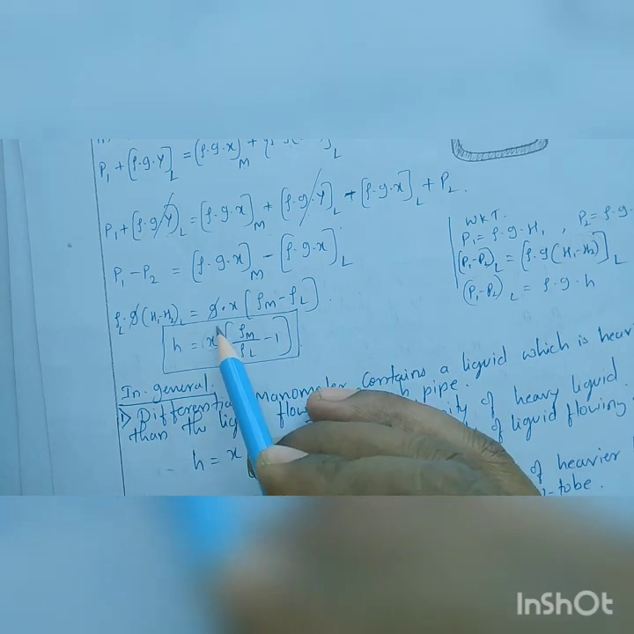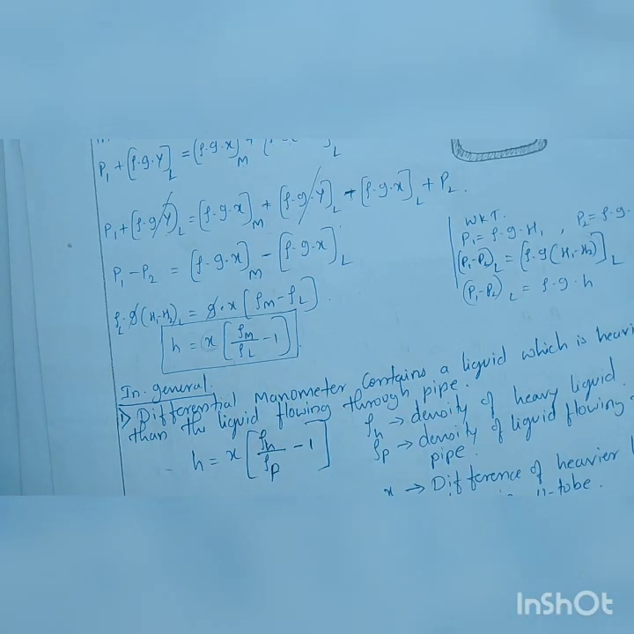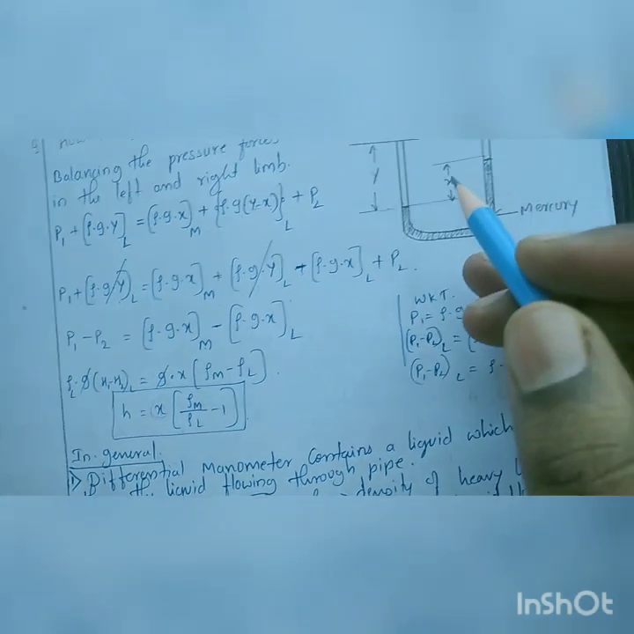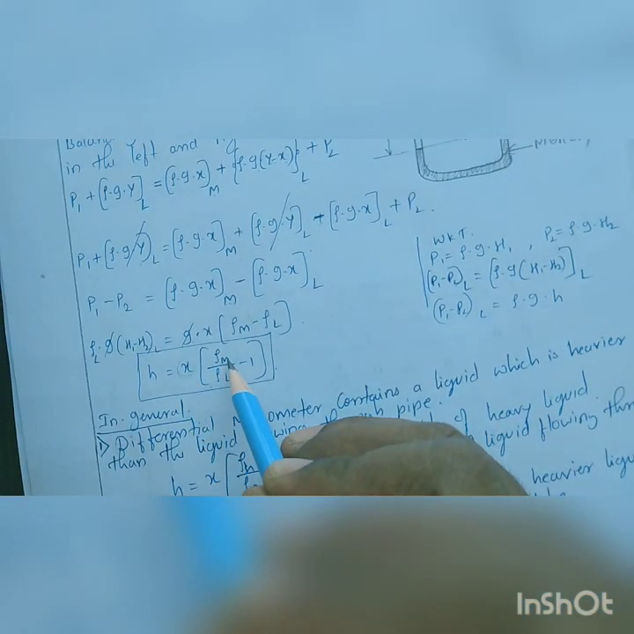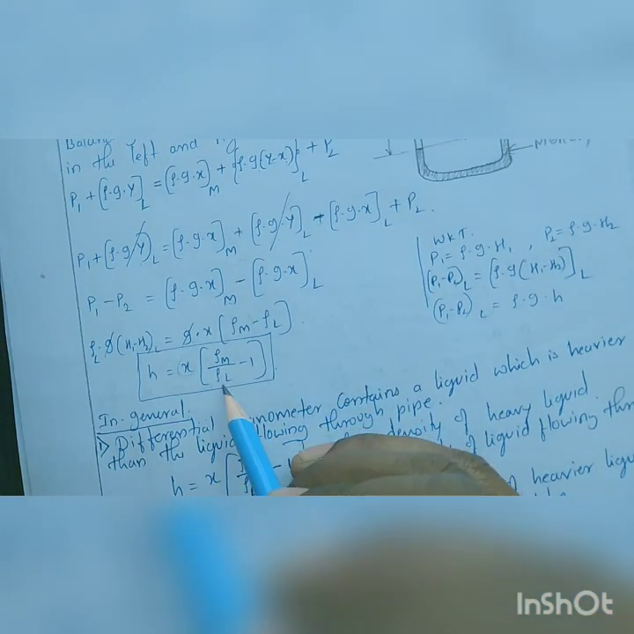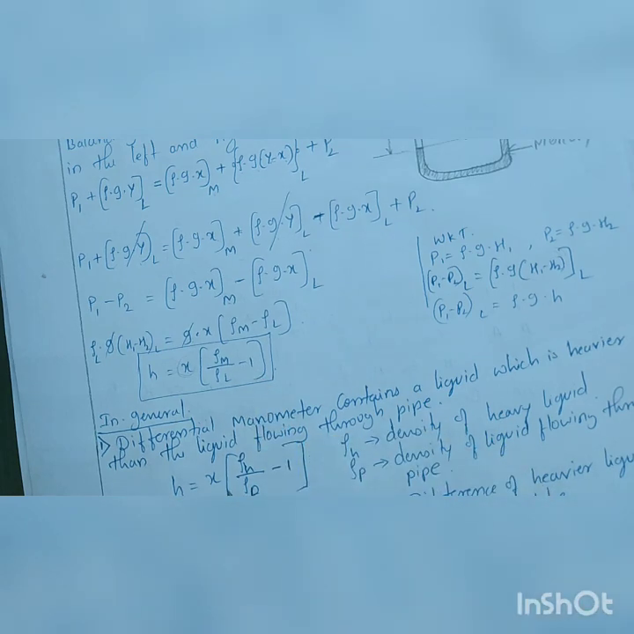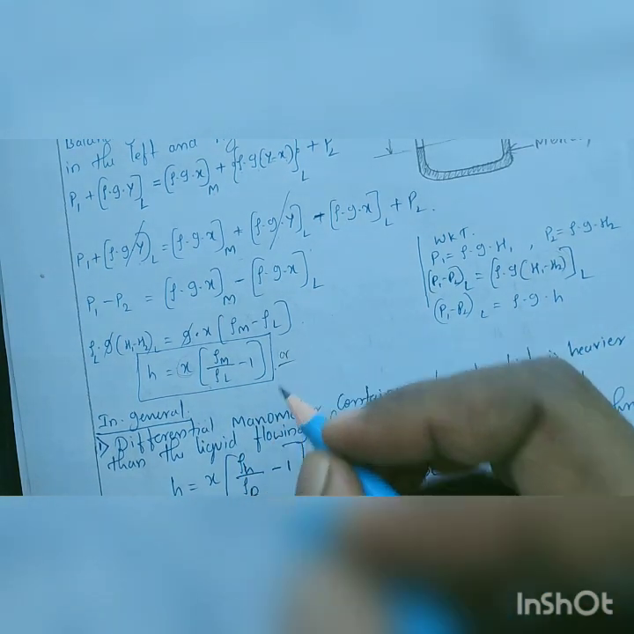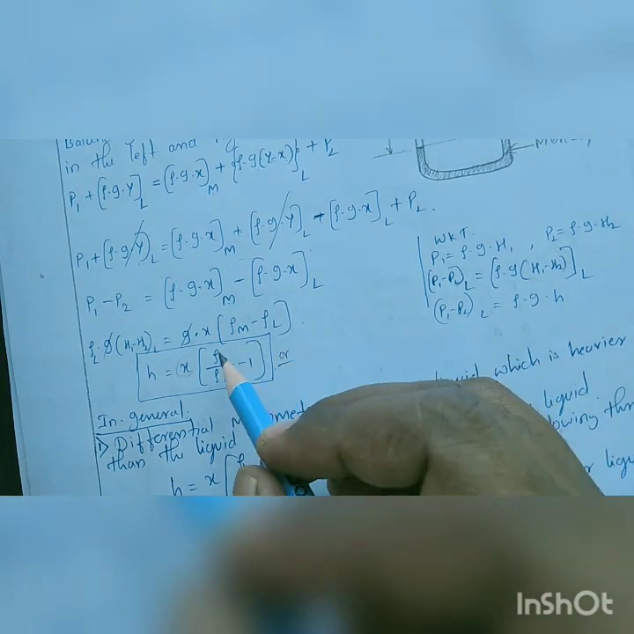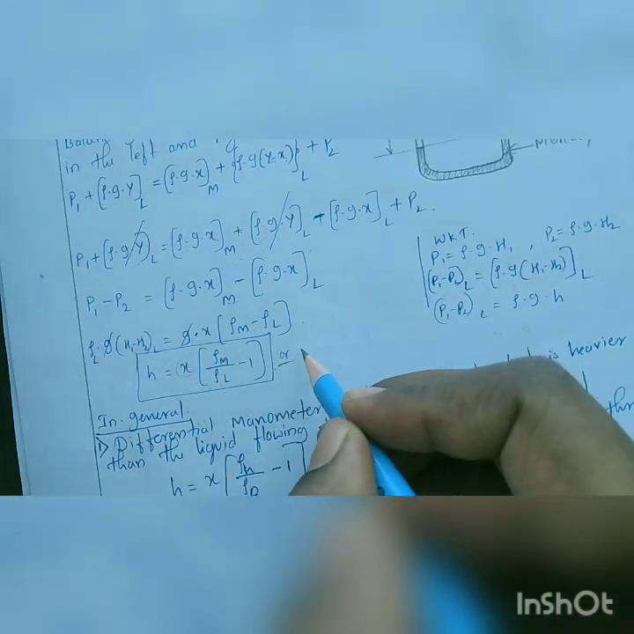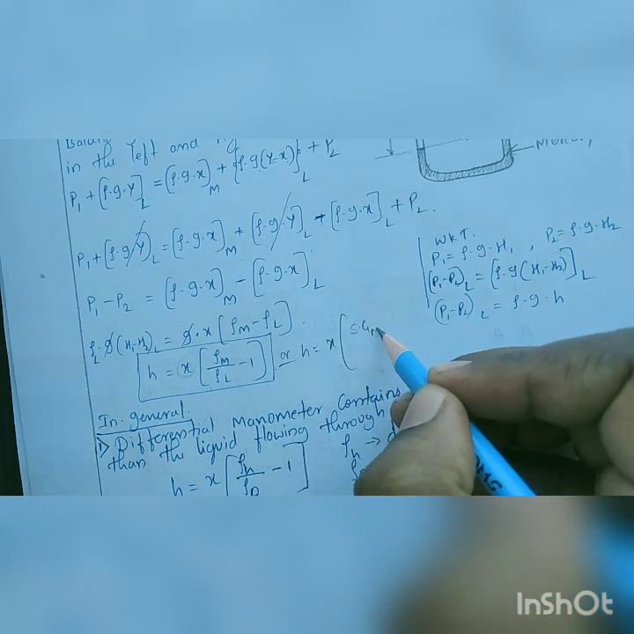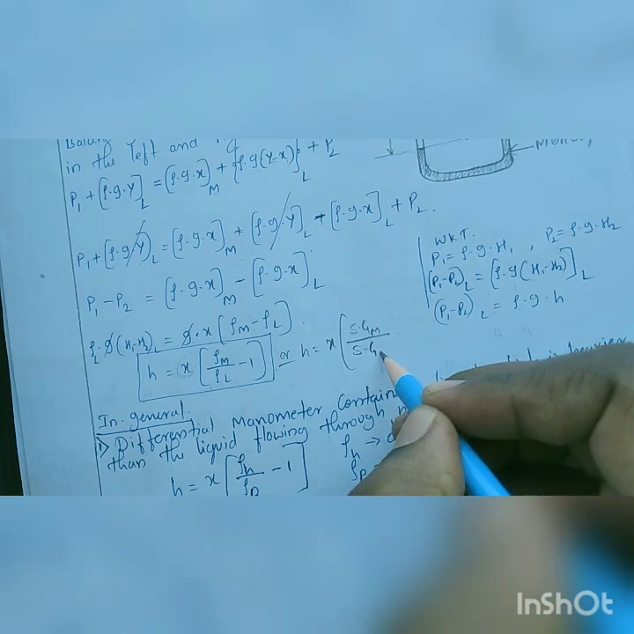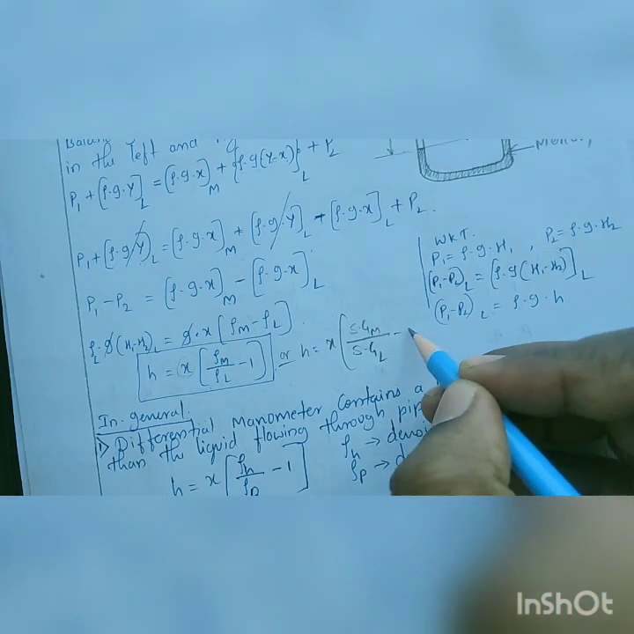What is this x? x is the difference of the mercury levels used in the U-tube manometer. So h is x into density of mercury divided by density of whatever liquid we have used, minus 1. Sometimes in the problem, instead of giving the density, they will give you the specific gravity. You can also write this as x times specific gravity of mercury divided by specific gravity of liquid, minus 1.